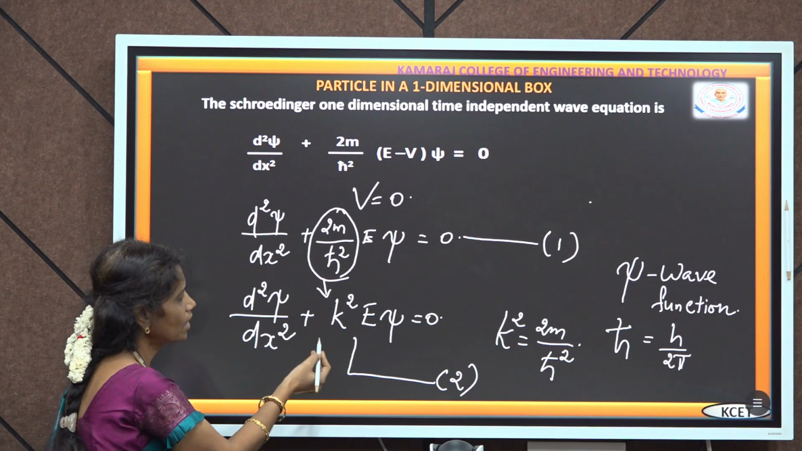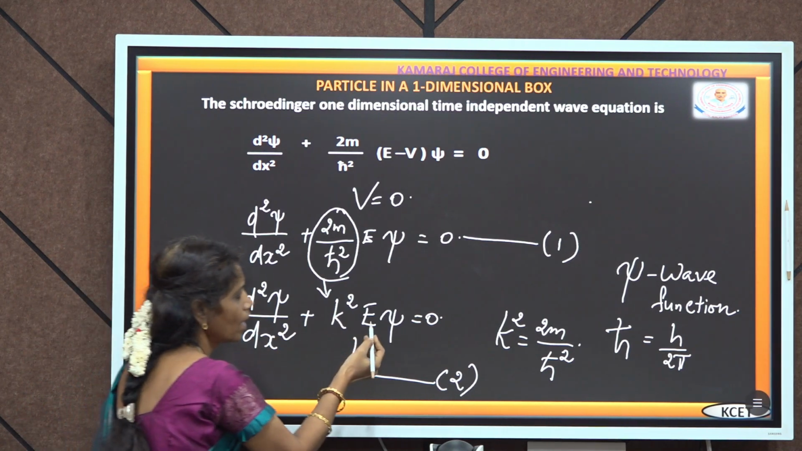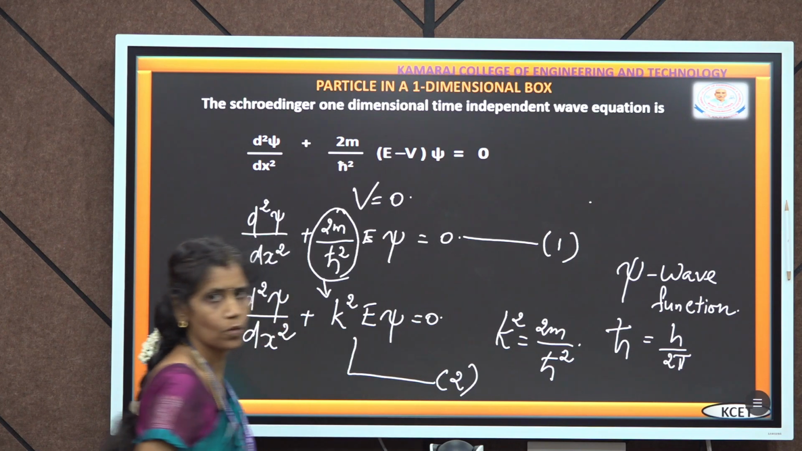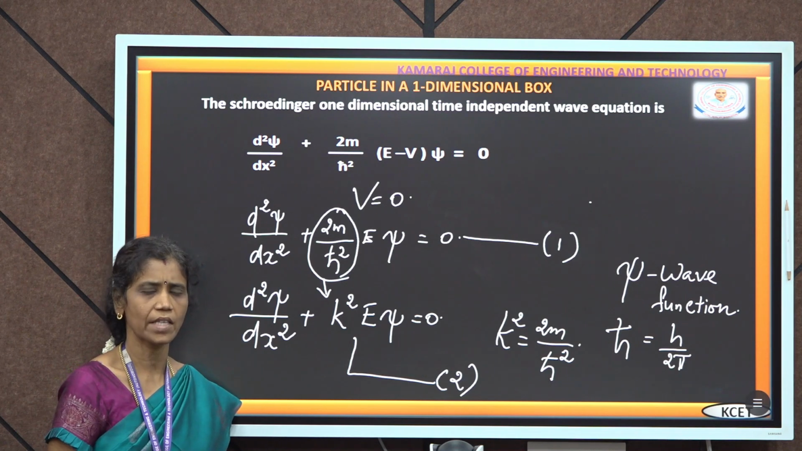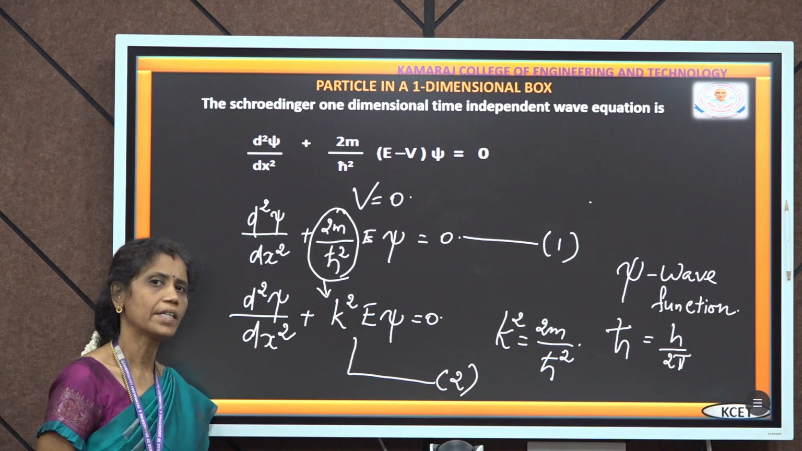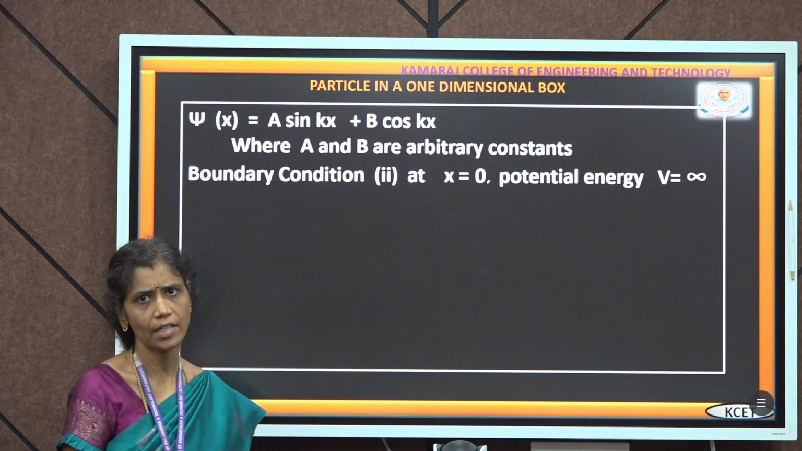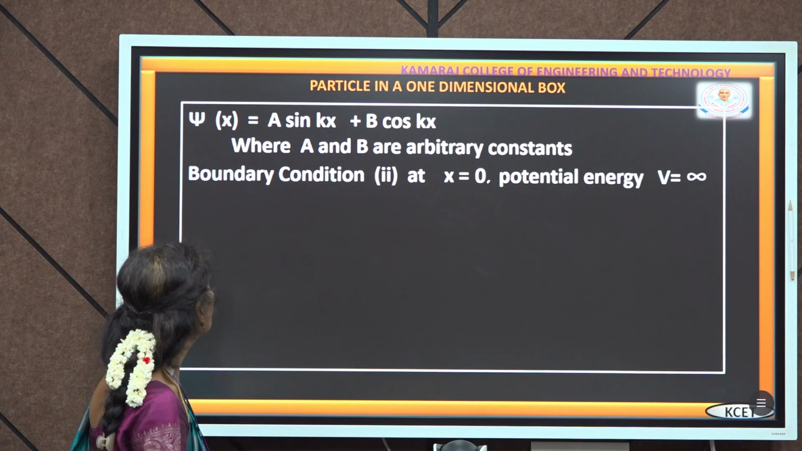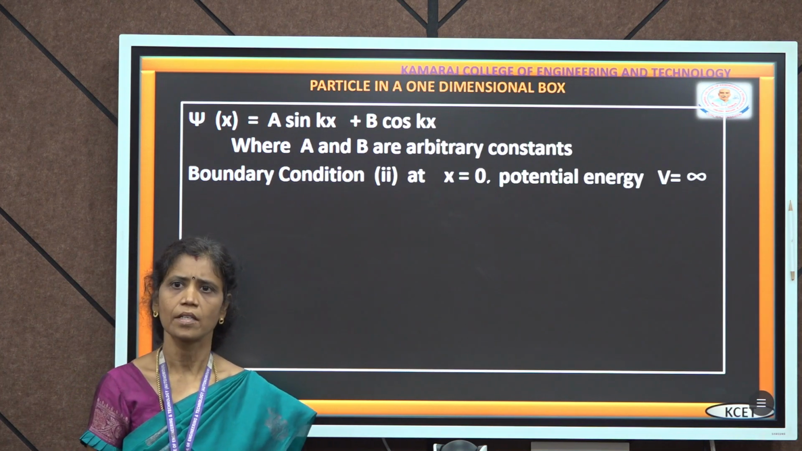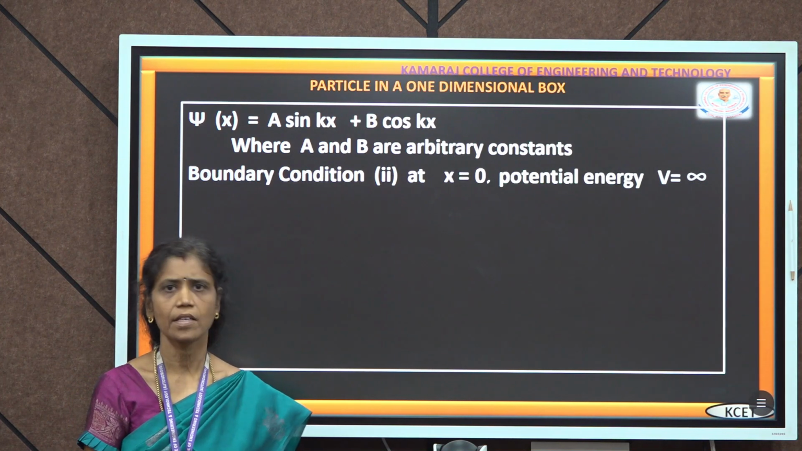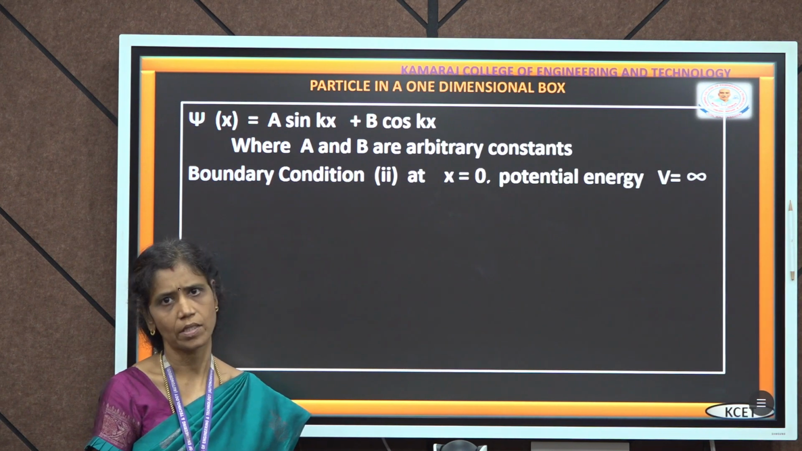The second degree differential equation is d square psi by dx square plus k square into E psi is equal to 0. Now, we have to find the solution of this second degree differential equation and it is directly given. The solution is psi of x is equal to a sin kx plus b cos kx.